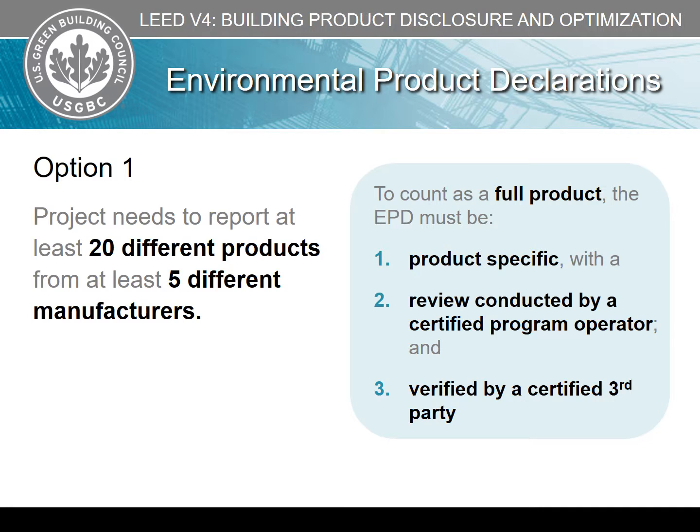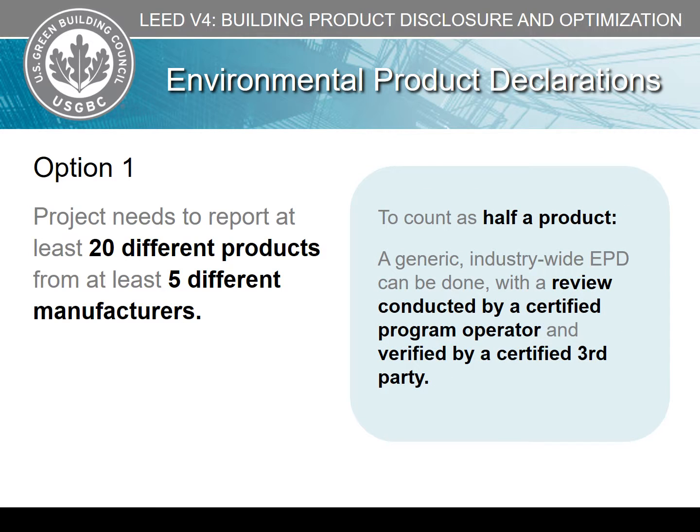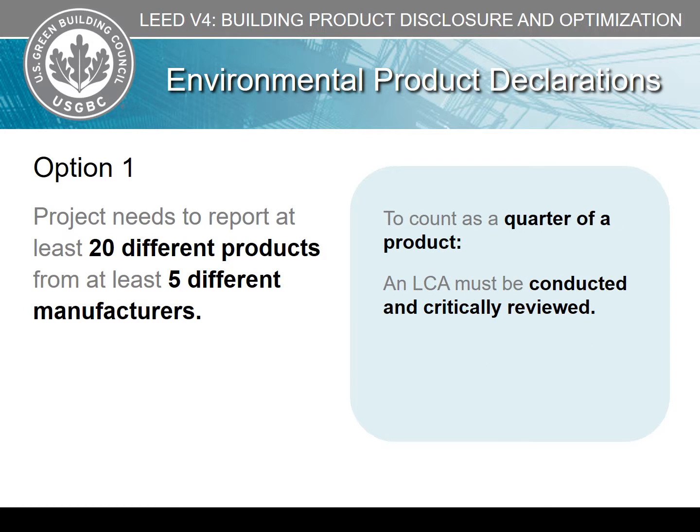A product can earn partial credit towards this count, though, as well. A generic industry-wide EPD with a review conducted by a certified program operator and verified by a certified third-party verifier is worth 1/2 of a product. For example, if the Gypsum Board Trade Association decided to do an industry-wide generic EPD for drywall, this would be worth 1/2 of a product. Finally, a project team can also submit an EPD conducted for a product by the manufacturer, which isn't critically reviewed by a third party, for 1/4 of a product.